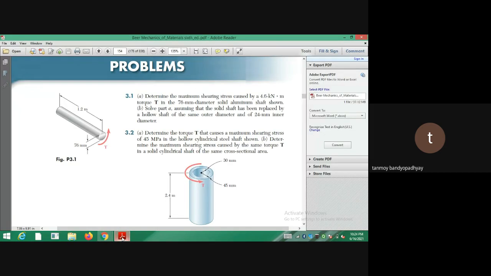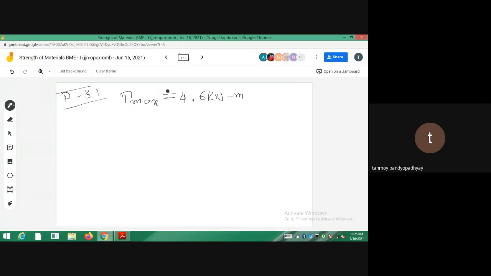So here the torque is given, এখানে টর্কটা দেওয়া আছে actually, maximum shear stress টা আমাকে বের করতে হবে, not the next problem. So here the torque is given, so this should be T actually. এটা নোটে একটু ভুল আছে, হ্যাঁ একটু কারেক্ট করে নিও। So this is T, which is given, so just correct it in the note. So this is 4.6 kilonewton meter. So this is problem number 3.1.